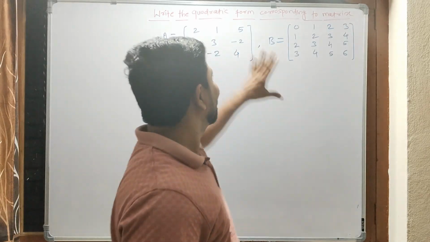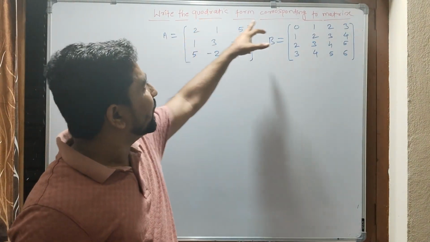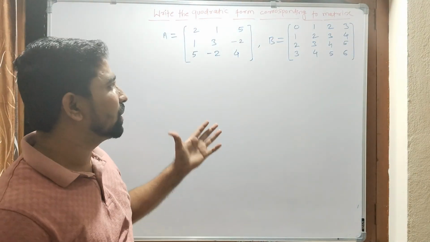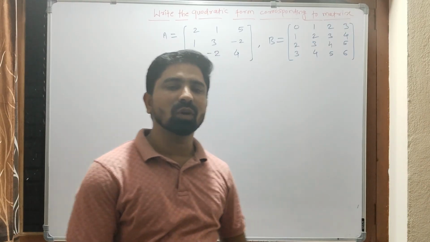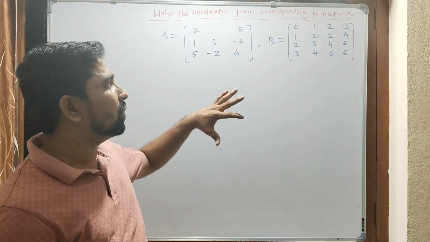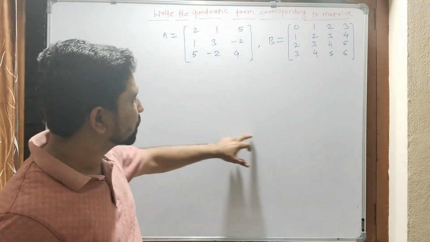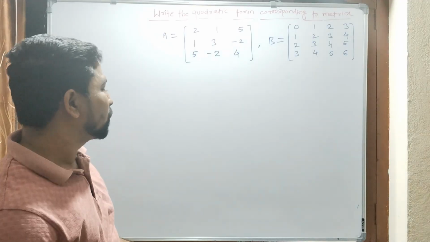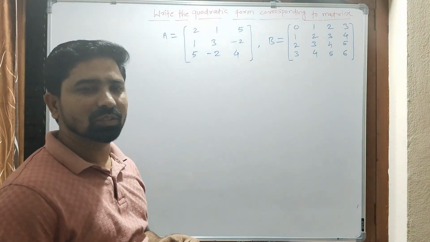Hi friends, in this video we are going to learn how to write the quadratic form corresponding to this matrix A. In the last video we learned how to write the matrix notation corresponding to the quadratic form Q. Now in this video, in reverse, how to write the quadratic form Q equal to an algebraic expression by using this matrix A. This matrix A is of order 3 cross 3.